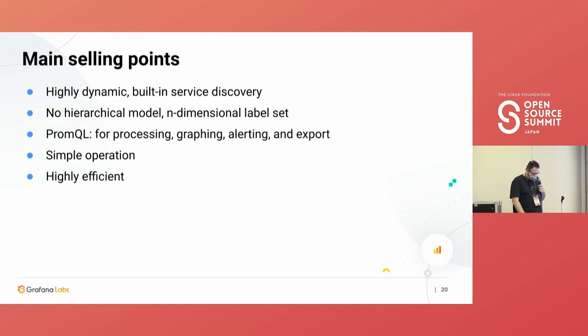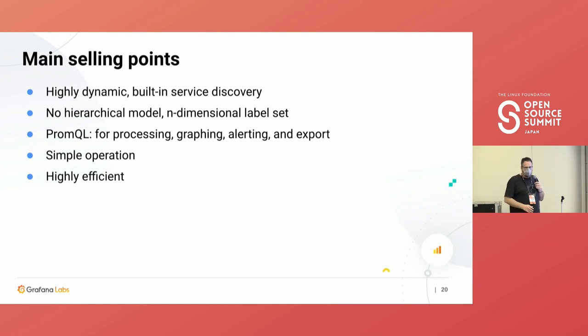The main selling points: it has a highly dynamic built-in service discovery. So if you run Kubernetes or any cloud provider, or even if you just have a DNS zone or a file where all your services are listed, you literally can just give this to Prometheus and it starts scraping, it starts monitoring all those services, all those endpoints for you. You don't have to do manual configuration or anything, it's all fully automated. Again, if you use Kubernetes or any cloud provider, everything happens as if by magic.